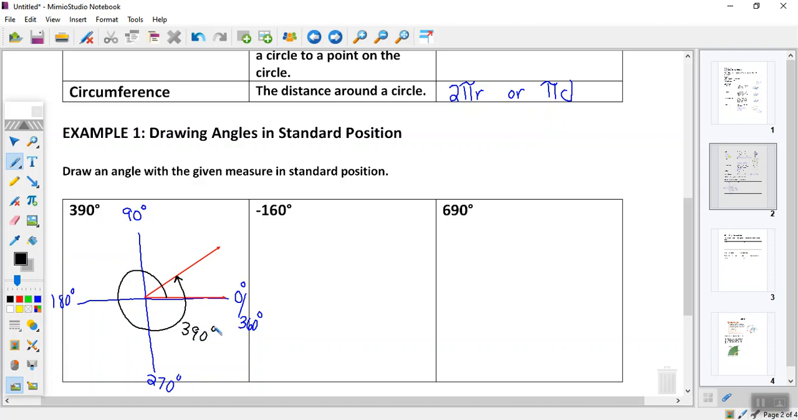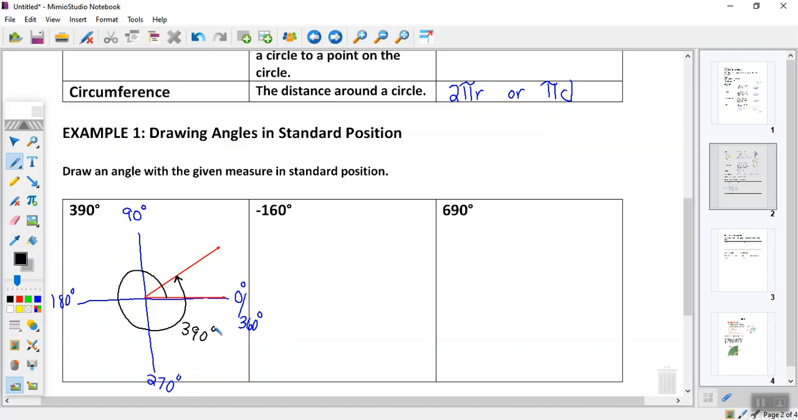390 degrees. Hey, quick question here. You said that angle was just like how many degrees, though? 30 degrees. What's 390 minus 360? So 30 would be considered what kind of an angle to 390? What was that word? I'll start with a C. Coterminal. Okay, we'll come back to that, okay? We'll come back to it, all right?